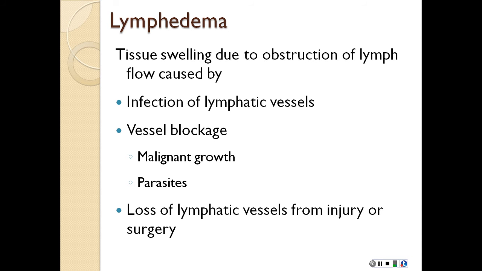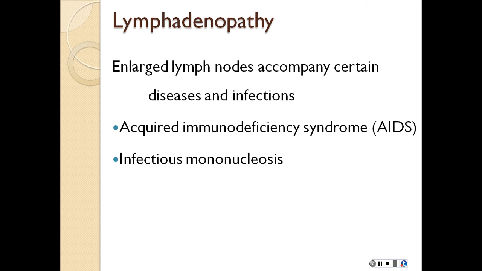So usually if you have swollen cervical lymph nodes, that usually means there's an upper respiratory infection of some sort. Okay, and lymphadenopathy. The pathy part has to do with disease. So enlarged lymph nodes accompany certain diseases and infections such as AIDS and mononucleosis.